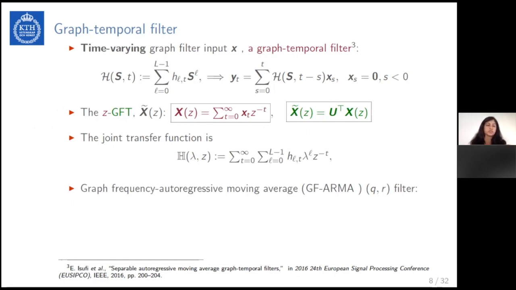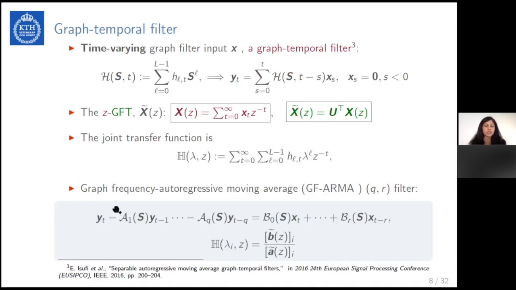What is mostly interesting to this particular case study is the graph frequency autoregressive moving average kind of a filter, which is very commonly used, like the commonly used AR or ARMA filters. And here is the description of how this graph temporal filter operates in both the graph domain as well as the time domain. We are going to revisit this part a bit later when we talk about power grids.